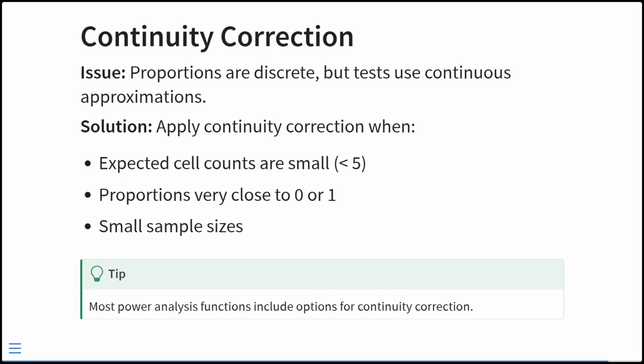Proportions are usually discrete, but tests use a continuous approximation. So you apply continuity correction when your expected cell counts are small, less than 5, or your proportions are very close to 0 or 1, or you have a small sample size. Most power analysis functions include options for continuity correction. So this is where you use continuity corrections or continuity approximations.